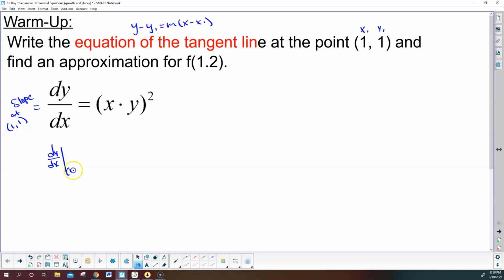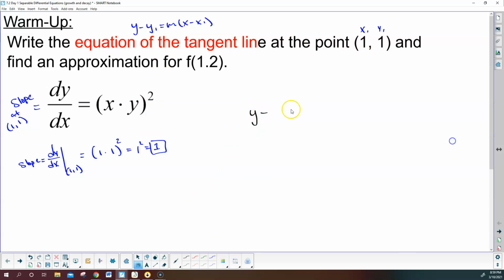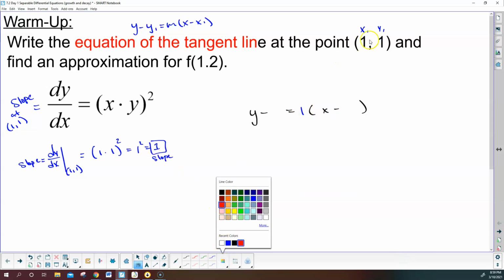Sometimes you see them write it like this, where we're just going to plug in 1 times 1 squared, which is 1 squared, or 1. So there's my slope. We have the slope, we have the point, and we're done, right? We just got to plug it in. So y minus y1 equals m times x minus x1. Well, I know my slope is 1, and the slope is only 1 at this given point of (1, 1).